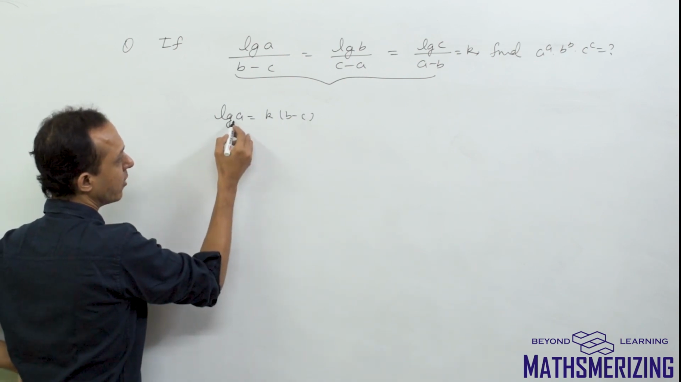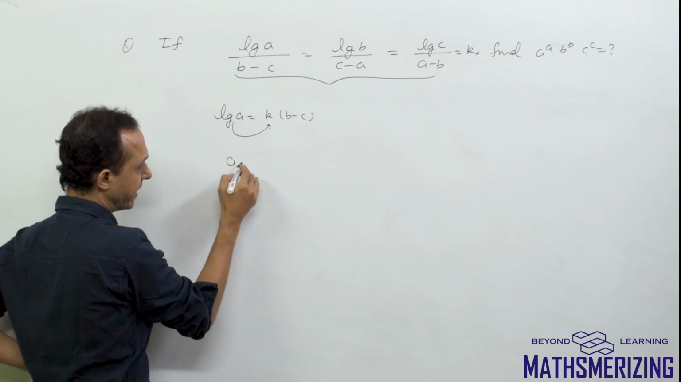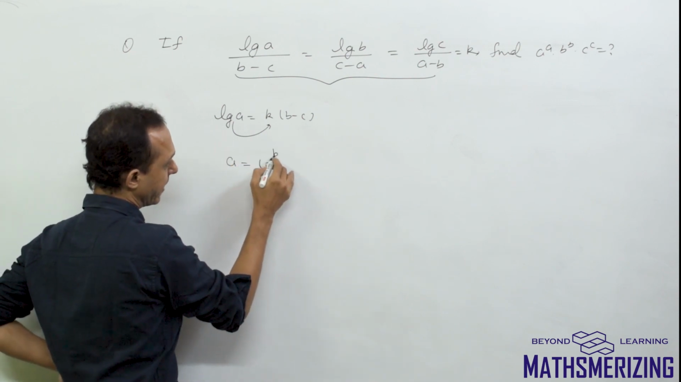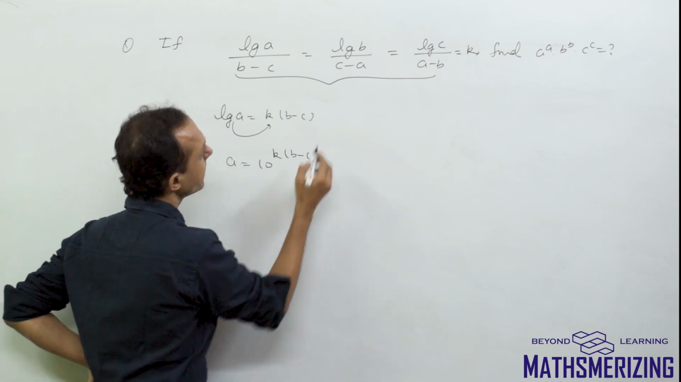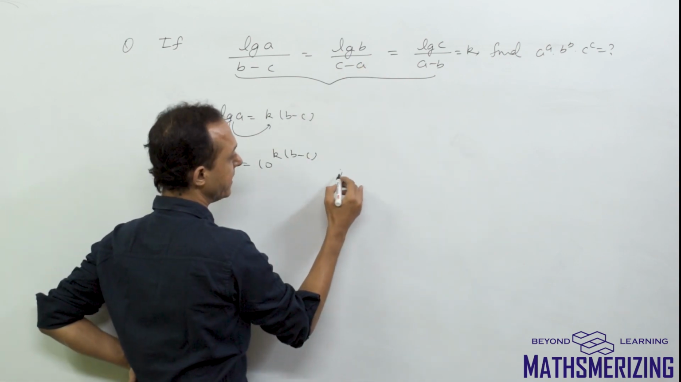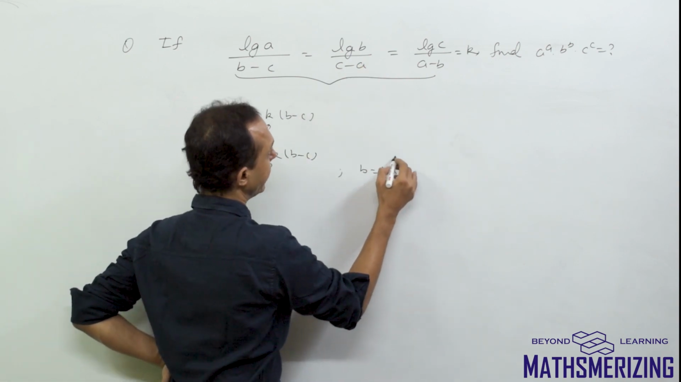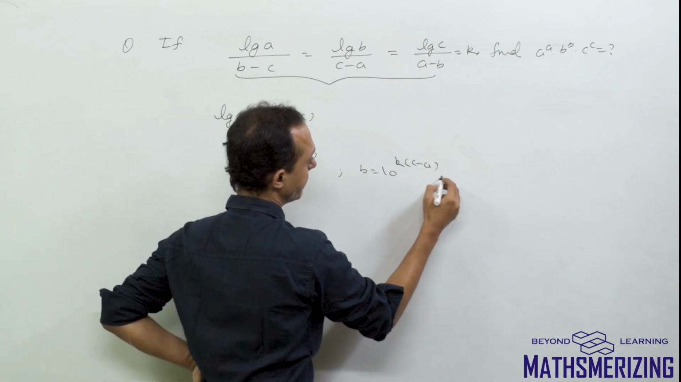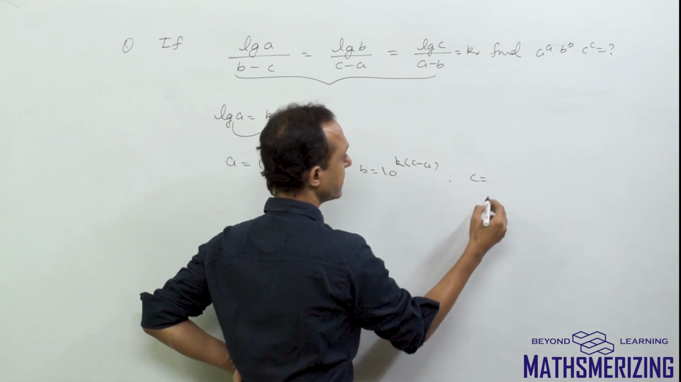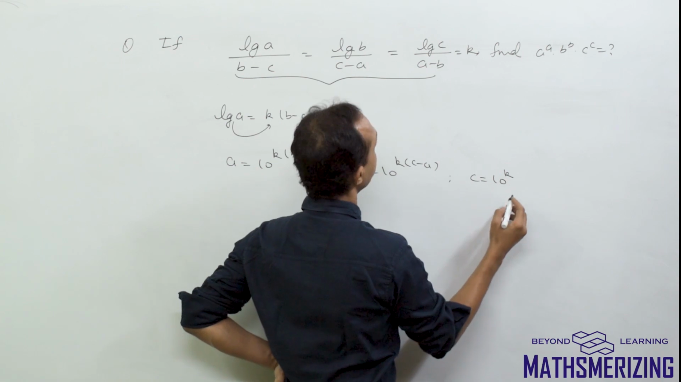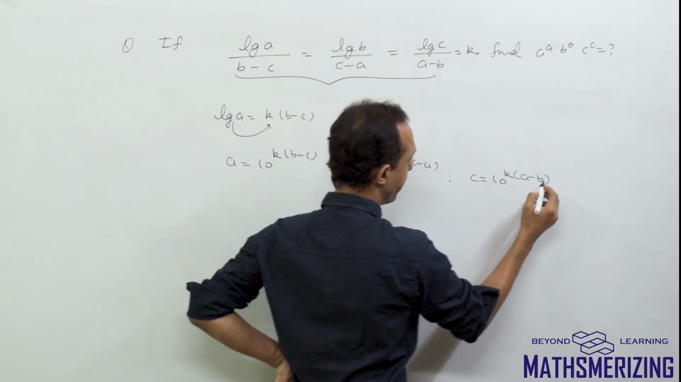If I take antilog, now this is base 10, so I can simply write this a as 10 to the power k into b minus c. In the same way, I can write this b as 10 to the power k into c minus a, and I can write c as 10 to the power k into a minus b.